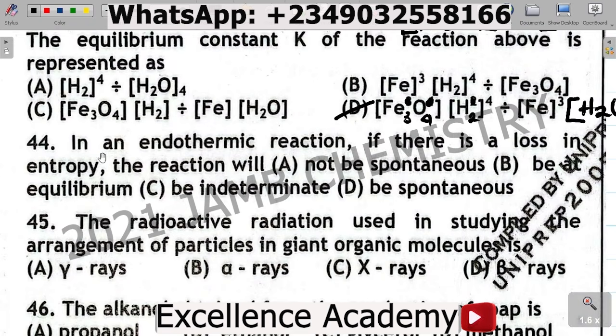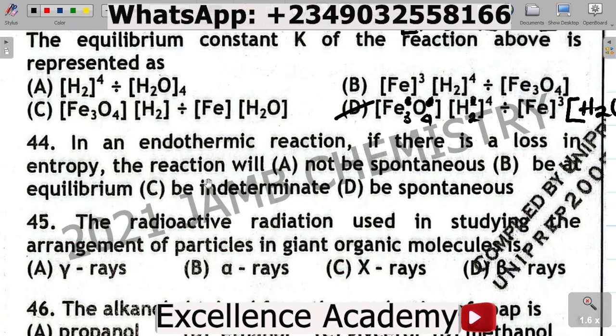Question 44. In an endothermic reaction, if there is a loss in entropy, the reaction will A, not be spontaneous, B, be at equilibrium, C, be indeterminate, D, be spontaneous. So what is the correct answer to this question? Now, for this question 44, you want to note that if there's a loss in entropy, the average kinetic energy is also reduced. When there's a loss in entropy, the average kinetic energy will also be reduced. And when the average kinetic energy is reduced, the temperature will also reduce.